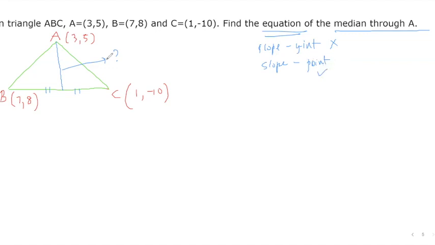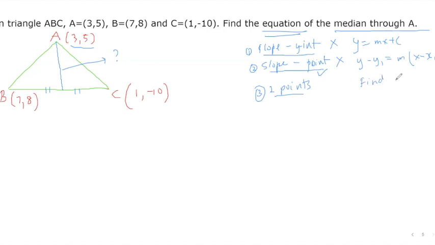We know 1 point here, 3, 5, but we don't know the slope, so we can't really use this. But all you need is 2 points. These are the 3 ways you can find the equation of a line. Either if you know the slope and y-intercept, then you can use y is equal to mx plus c. Or if you know the slope and a point, you could use y minus y1 equals m times x minus x1. Or if you know 2 points, you could find the slope, find m, and then use this formula.